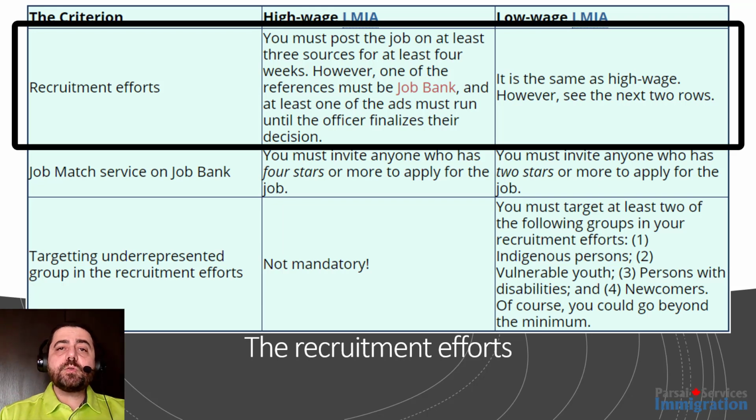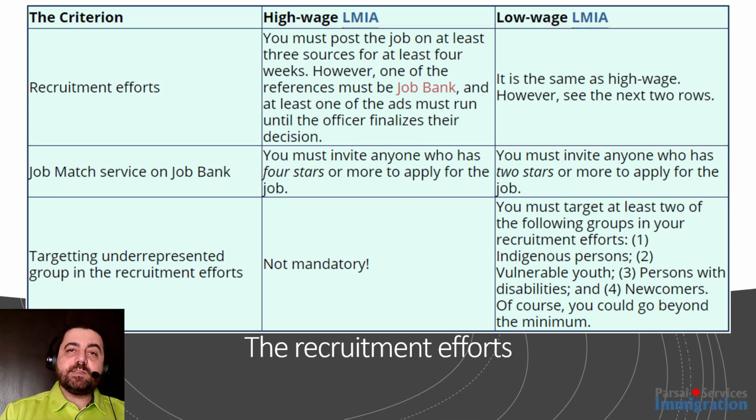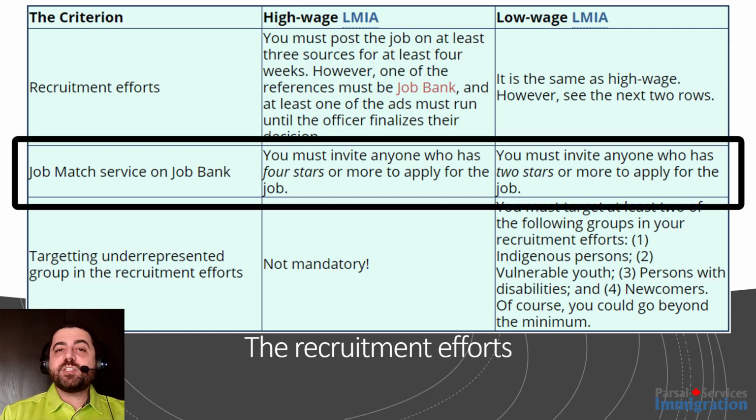In terms of the recruitment efforts, in both cases, you need to have at least 3 job advertisements in 3 different resources for at least 4 weeks. And one of those ads needs to be in Job Bank, and the other ad, at least one of them, needs to continue up until the time that the officer decides on your case. But Job Bank also offers something called job match services.